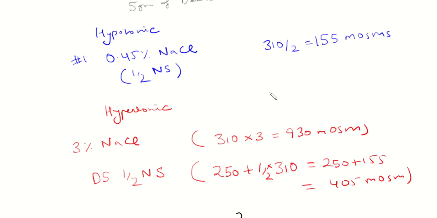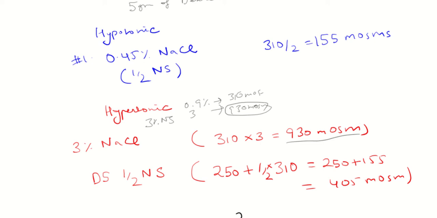We can give hypertonic solution, for example 3% sodium chloride. Half NS is 0.45% sodium chloride, which is abbreviated as half NS. So 3% sodium chloride is called 3% NS. 0.9% NS has 310 milliosmoles. Well, I multiply this by 3, and I'm going to get around 930 milliosmoles approximately.